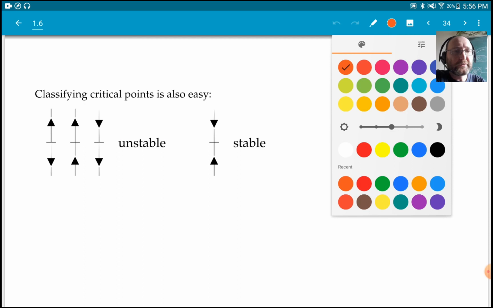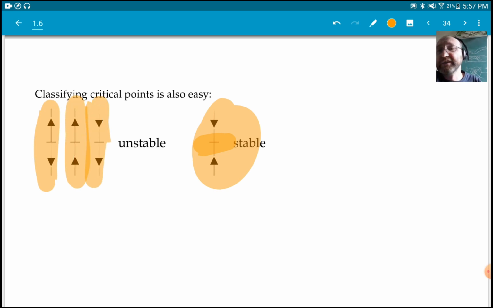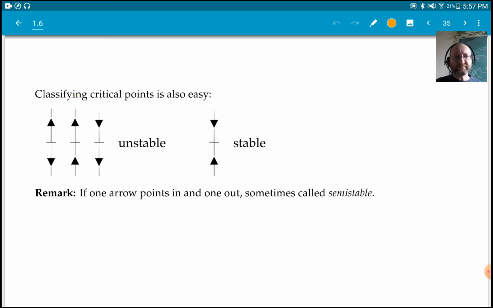So that's basically what we did. Stable is if the arrows point towards the critical point from both sides, and it's unstable if you're in one of these three possibilities, right? Either it points away in both directions, or at least on one side. So those are going to be unstable. And so it's easy to decide which critical points are stable and which are unstable, right?